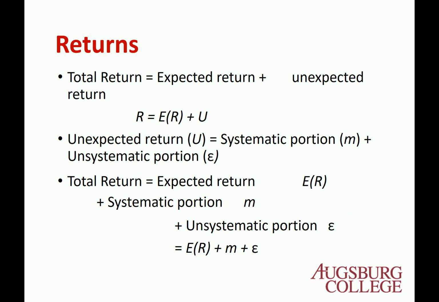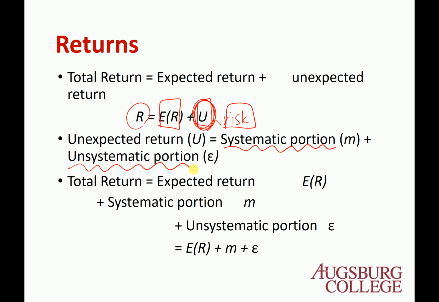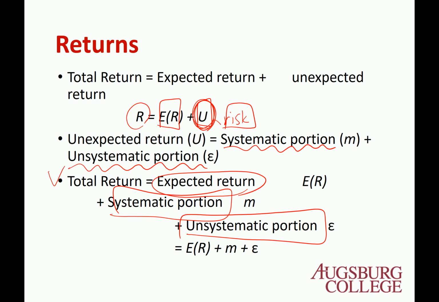So here, total return has an expected part and an unexpected part. And this unexpected part actually relates to the risk, right? And this unexpected part has two different types. One is the systematic portion and the other is the unsystematic portion. We're going to learn. So total return, three components again. One, expected return. Two, systematic portion. And three, unsystematic portion. And we're going to learn what's the difference between systematic and unsystematic portion.